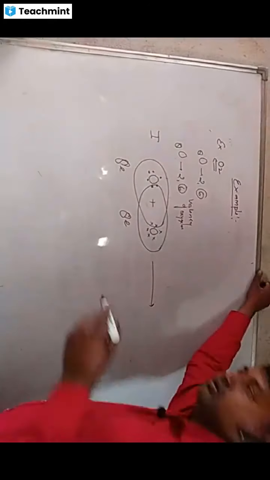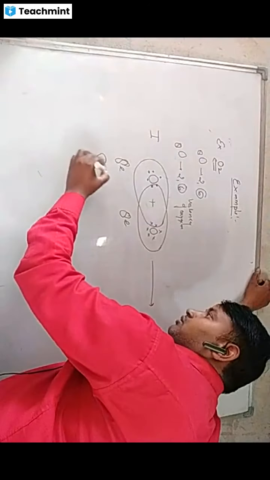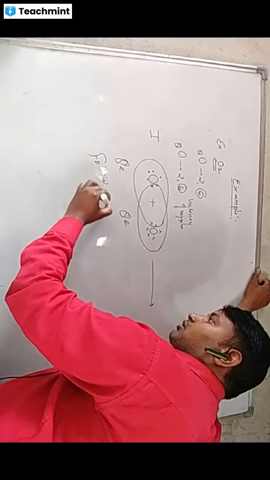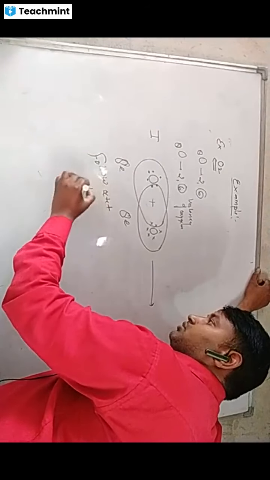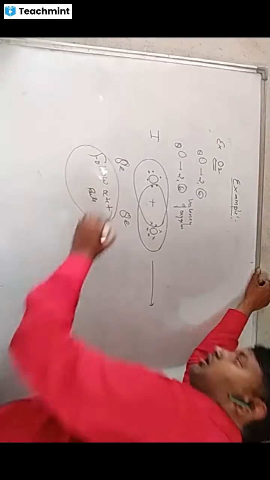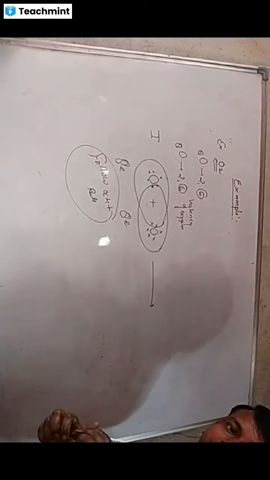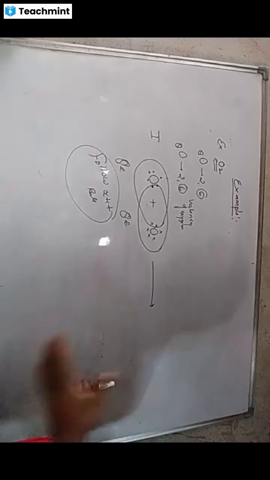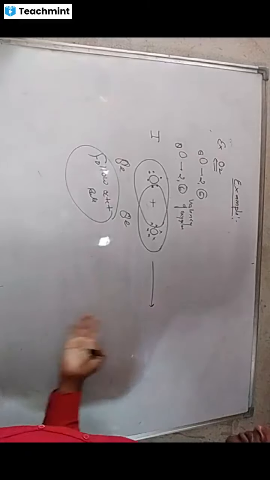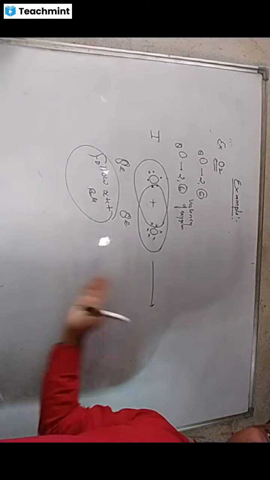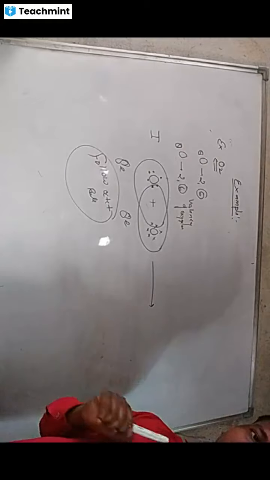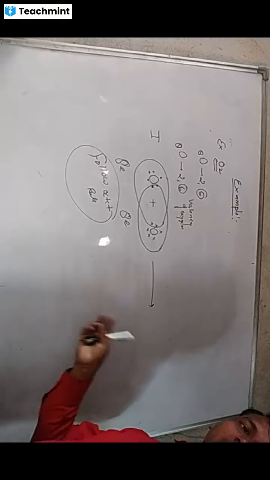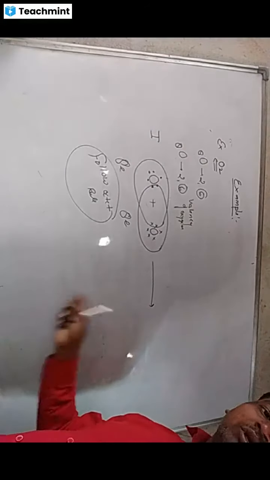8 electrons means they follow the octet rule. So one oxygen shares 2 electrons and the second oxygen shares 2 electrons, and they form a covalent bond. The number of covalent bonds formed by sharing and gaining is known as the number of bonds of the atom.